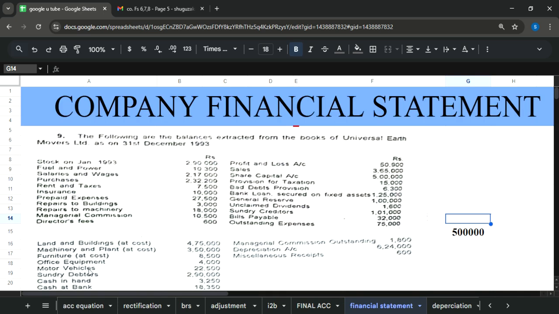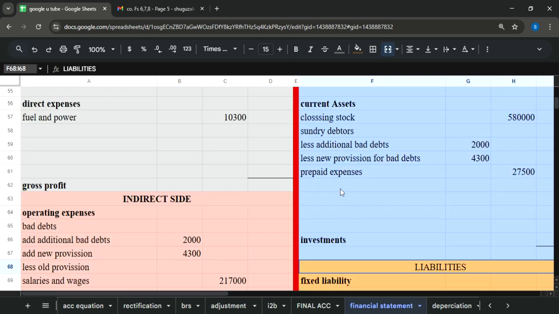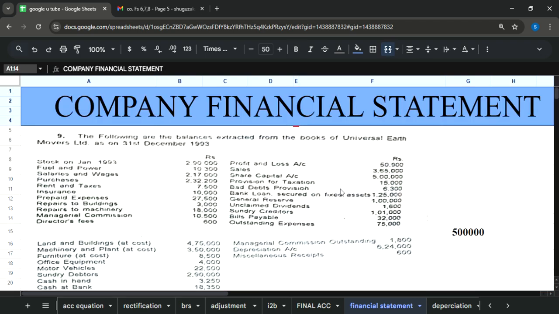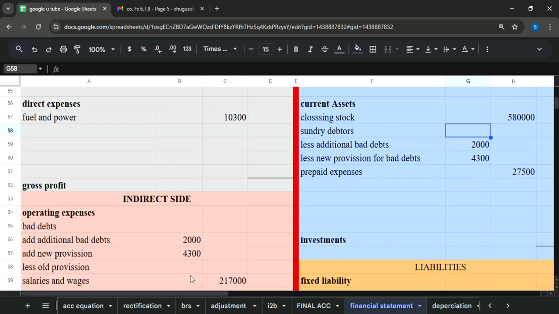So guys, you can see that step by step, one by one, we are taking each element of trial balance and transferring to financial statement. Then we have sundry debtors. It's part of current asset side. So here we will mention sundry debtors already written. Let's post its amount over here. And we have got sundry debtors, okay, 290,000. So here 290,000 would be written.